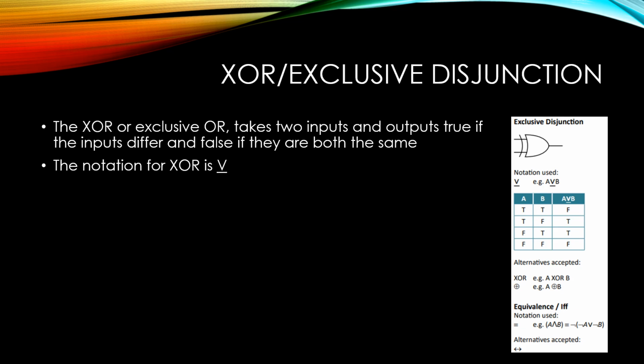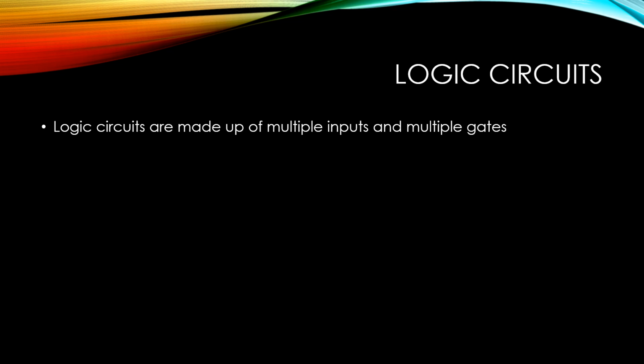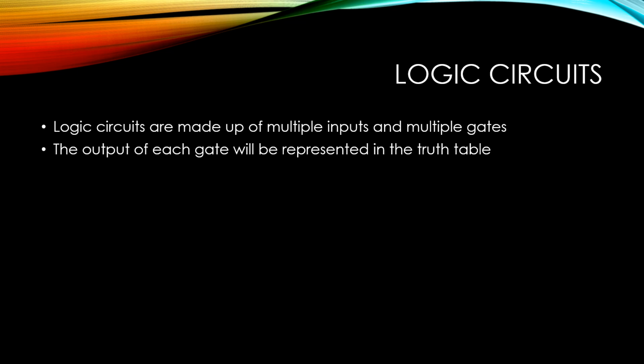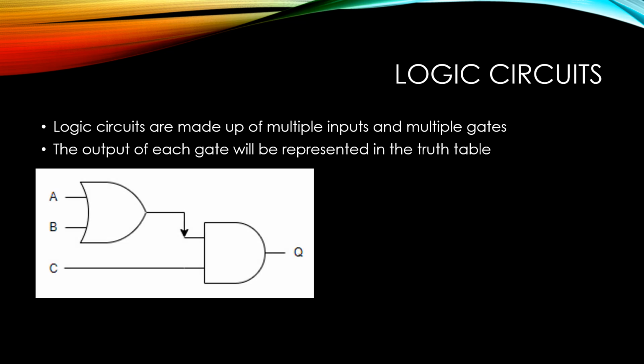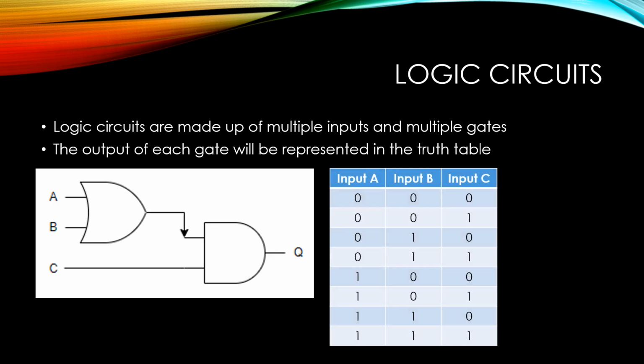Logic circuits are made up of multiple inputs and multiple logic gates. The output of each gate will be represented in a truth table when we try and represent our logic circuit. So for this basic logic circuit here, we start by considering all the possible inputs for input A, B and C. So there'll be 2 to the power of 3, or 8, different combinations of inputs that we can have.